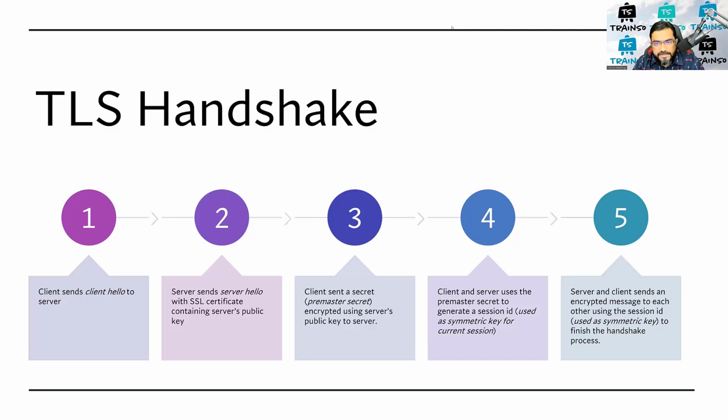It has all these random numbers, and most importantly, it has this pre-master secret. So both client and server have the pre-master secret, and they will use this to generate a session ID. So this session ID further can be used as a symmetric key for the current session. And as a final step, server and client send an encrypted message to each other using this session ID to finish the handshake process. In summary, server and client use asymmetric encryption to create a key that is then used for communication using symmetric encryption.